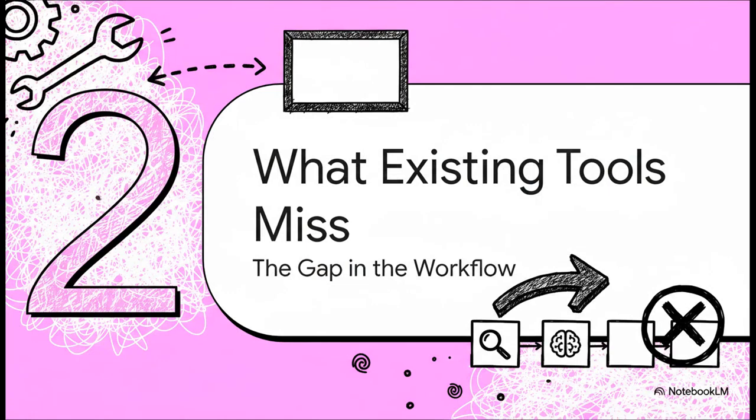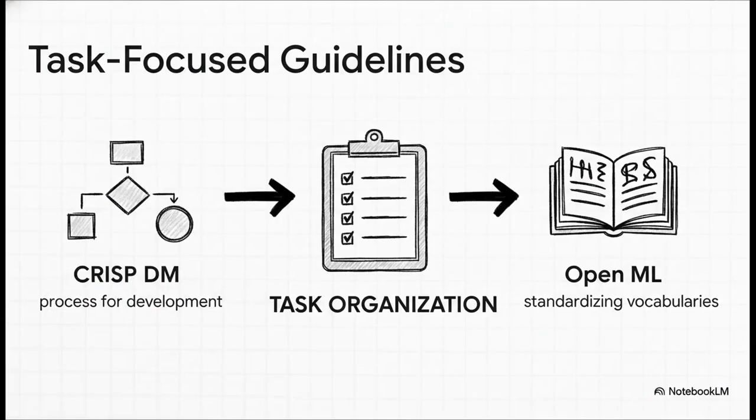So we know we've got these silos, but what exactly are our current tools and processes missing? There's a really specific, kind of subtle gap in the typical workflow that we really need to talk about. And look, we've got some great established frameworks out there. I mean, CRISP-DM, the cross-industry standard process for data mining. It's fantastic for giving us a process. And projects like OpenML are great for standardizing how we talk about things. These are awesome for organizing the tasks, but they're missing something deeper.